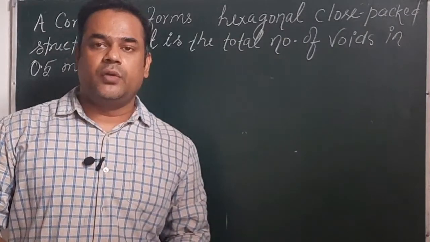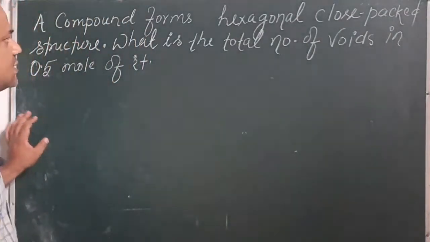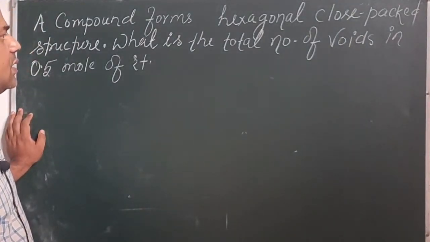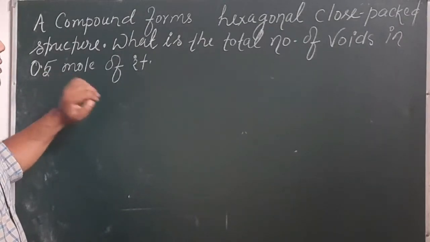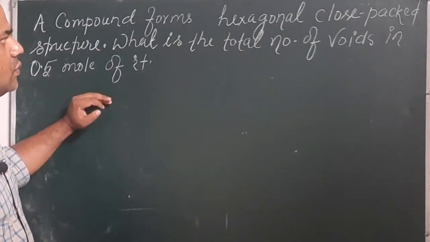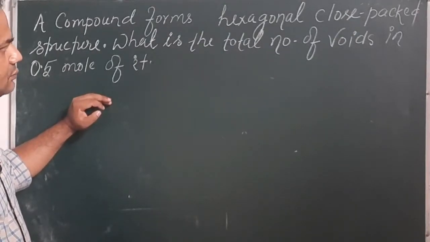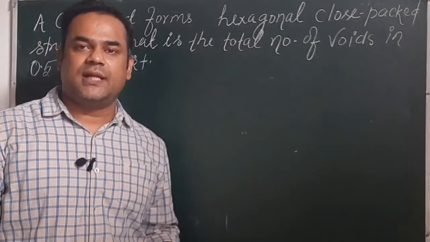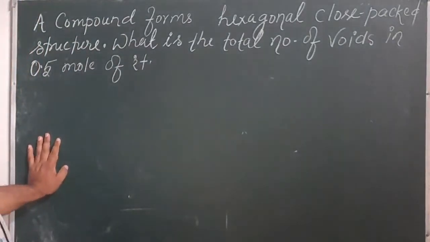Now we are going to solve numericals related to solid state. So the first question is, a compound forms hexagonal close packed structure. What is the total number of voids in 0.5 mole of it? We have a compound which forms HCP structures, and we have to calculate the total number of voids. Total number of voids means octahedral voids as well as tetrahedral voids in 0.5 mole of it.